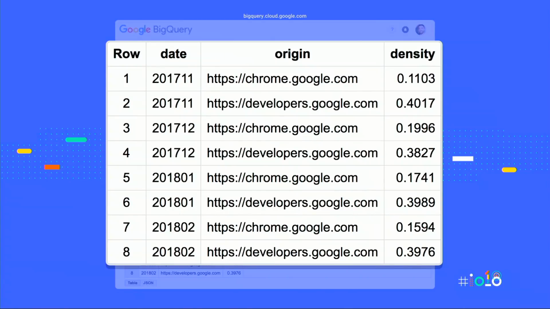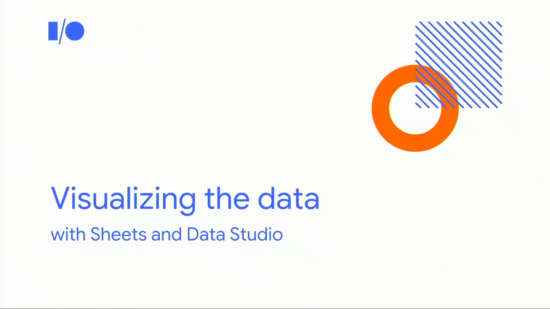The raw results are definitely informative, but it's kind of hard to understand just by looking at it. What we're trying to understand is, which origin is faster and how are they trending? To help answer that, let's visualize the data. We can integrate with 2 Google tools, Sheets and Data Studio.